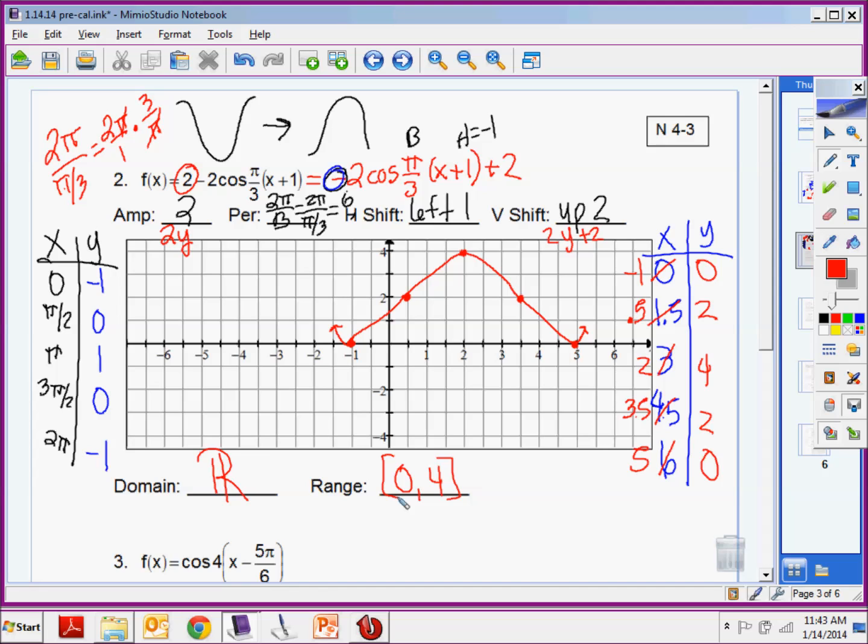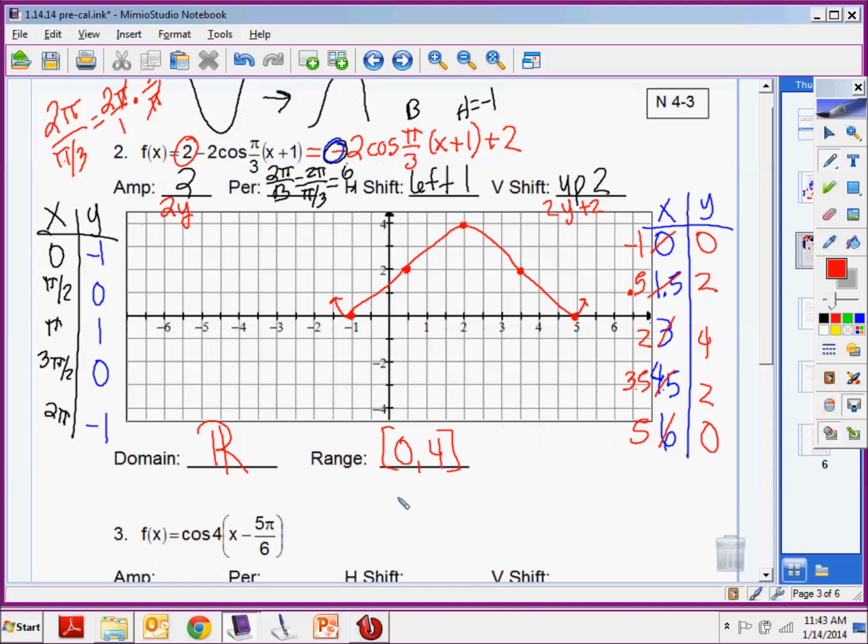Brackets mean that this is where I stop, and that I have a value there. It's a closed circle. Parentheses mean that this is where I stop, but there's an open circle there, which means there's no value that exists there. But we don't have any holes in our graph, so therefore it will be.